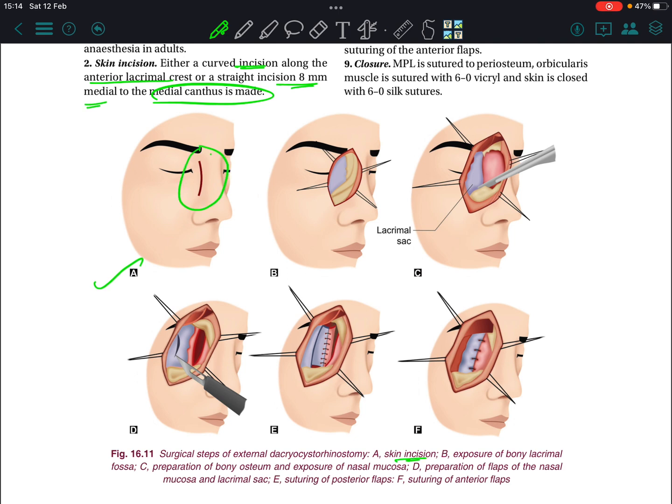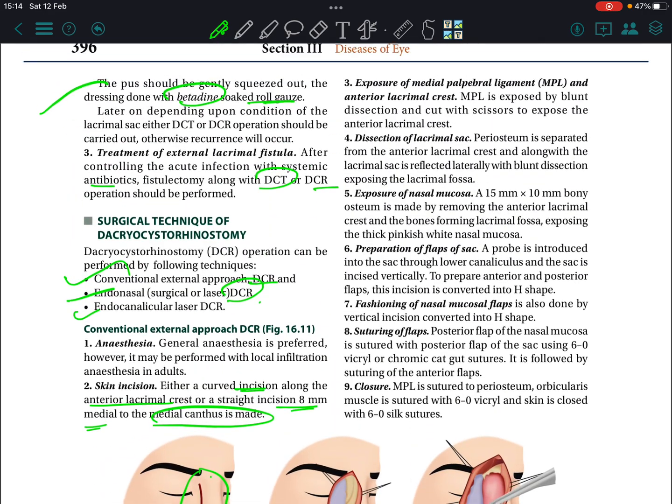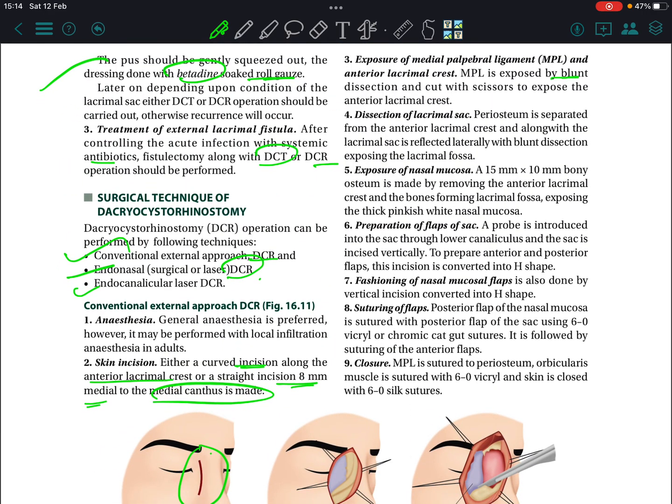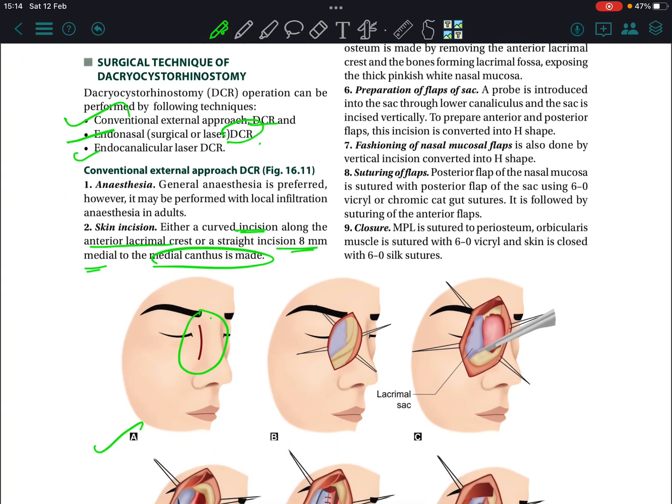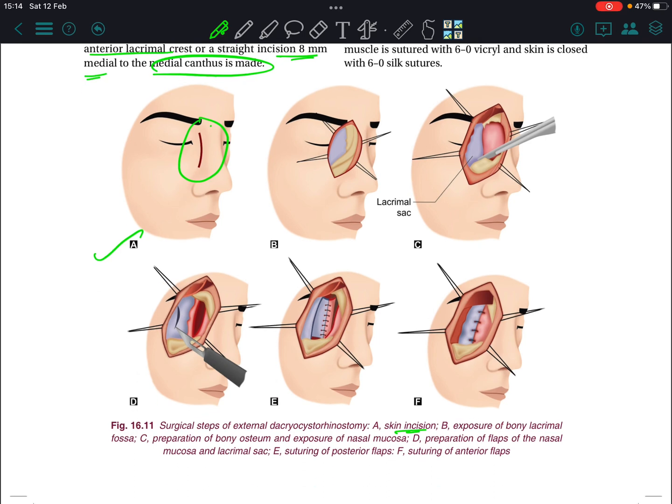Exposure of bony lacrimal fossa: the bony lacrimal fossa is exposed. The medial palpebral ligament is exposed and cut with scissors to expose the anterior lacrimal crest. Then dissection, preparation of bony osteum, and exposure of nasal mucosa.